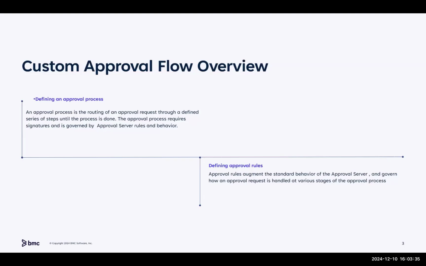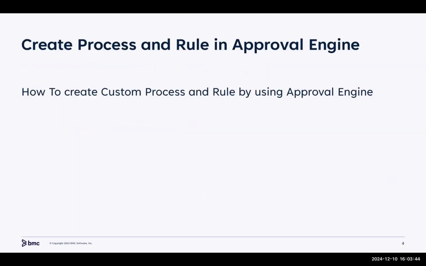So in order to create approval, you have to define two things. The first one is a process, and select the form and the type of the approval. And you have to define the rule inside the process itself. Next slide, how to create process and rule. In this example, I'm defining only one use case. And in the demo, we'll go through 5 use cases.